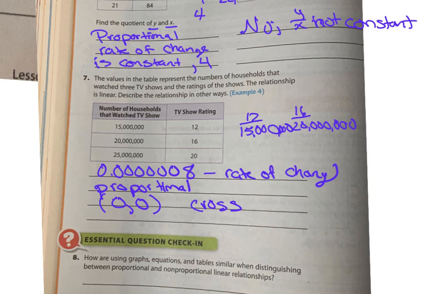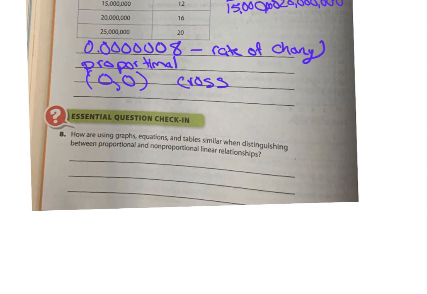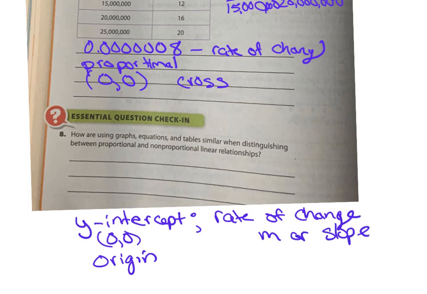And then the last one: how are using graphs, equations, and tables similar when discussing proportional and non-proportional relationships? What are we looking for in all of them? Let's see if it crosses the origin. So we're looking for the y-intercept, right? Yep, that's whether it crosses the origin. What else are we looking for? Rate of change, because this could be 0, 0 or origin, right? Rate of change, we would notice as m or slope, right? And we can see that in graphs, equations, and tables.